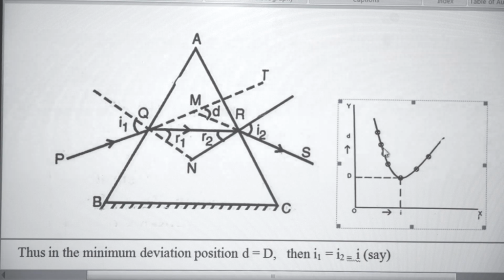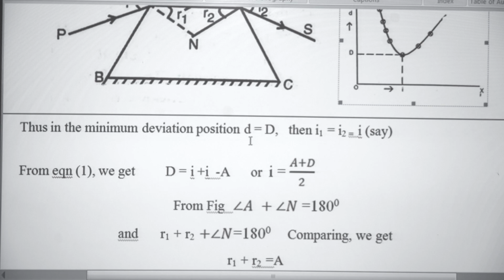that shows that for a particular value of deviation, for example if we are taking a deviation D here, we can see there are two values of I. One corresponds to this particular point and the other one corresponds to this point. There are two values of I. But at the minimum deviation, that means when the deviation is minimum D, capital D, there is only one value of I. That means at the minimum deviation, small d is equal to capital D, then I1 is equal to I2, that is equal to I. Or we can calculate, the earlier formula becomes D is equal to I plus I minus A, or I is equal to A plus D by 2.